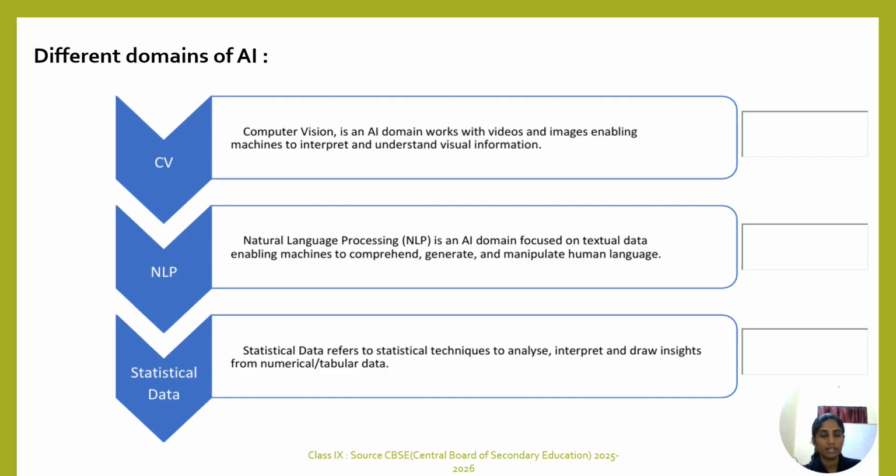Okay, and the next thing is statistical data. In many companies, they only use statistical data, in a tabular format of rows and columns. Much data will be in that format only. When we keep data in tabular form, we call it statistical data. Mainly it is used to analyze, interpret and draw insights from numerical or tabular data. So these are the three types of domains in AI: first is computer vision, second is natural language, and third is statistical data. These three we have seen, very important.